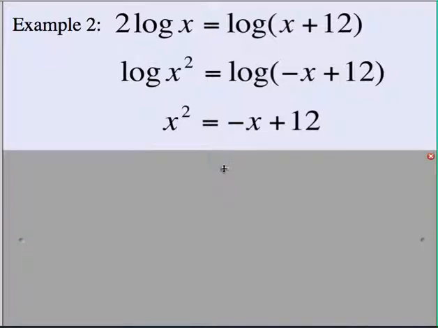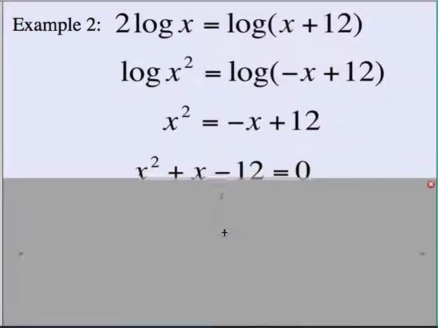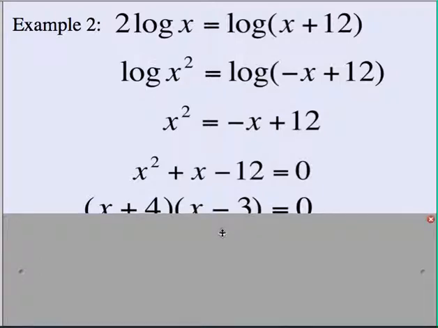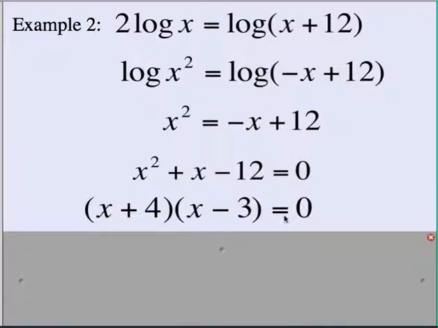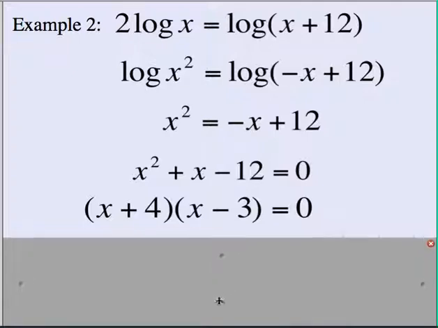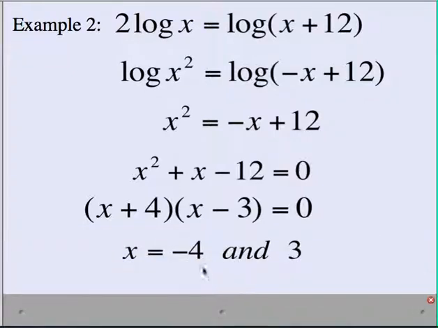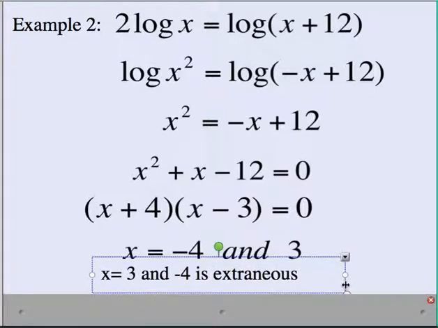Since my bases are the same, bring everything over to one side, so I get x squared plus x minus 12 is 0. Factor that out to be (x plus 4)(x minus 3) equal to 0. Zero product property, my x is negative 4 and 3. But now let's check to see if I have an extraneous solution. When I take negative 4 and plug it into my original equation, I get log of a negative number. Negative 4 is extraneous and it's not going to work. When I take 3 and plug it in, it's going to be positive on both sides. So x equals 3 is my solution, and negative 4 is extraneous. So negative 4 is not considered a solution, but 3 is.